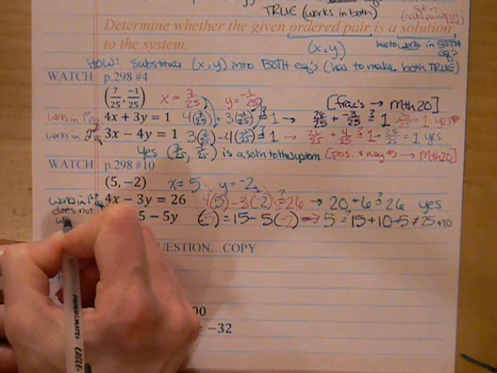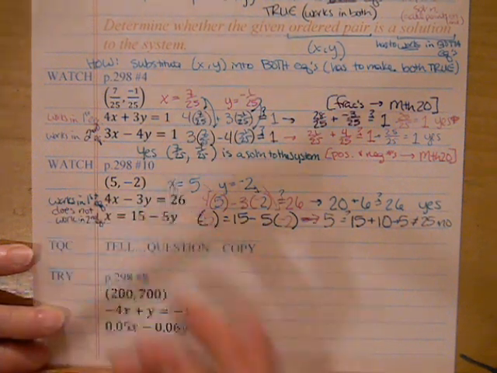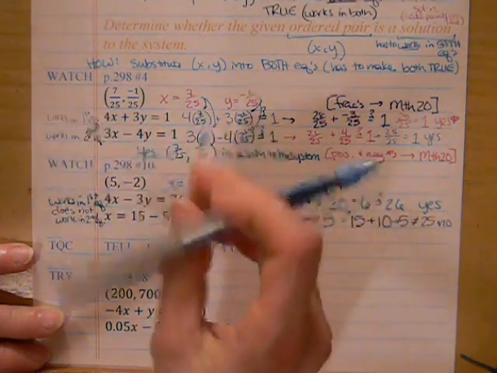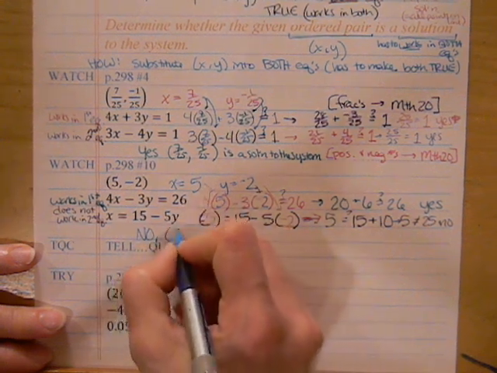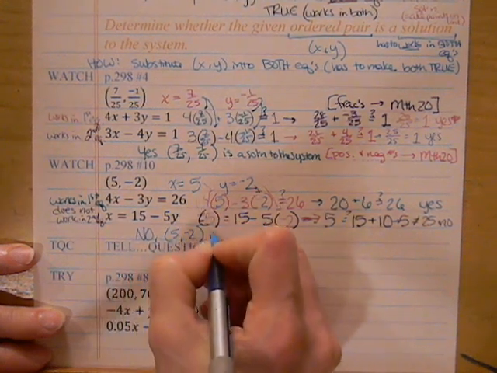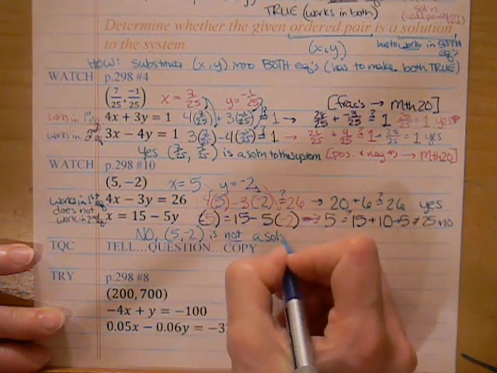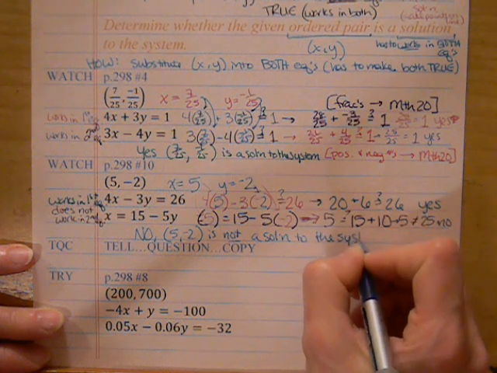So it does not work in the second equation, because it has to work in both for it to be a solution of the system. Our answer is no. 5, -2 is not a solution to the system. It does not work in both of the equations.